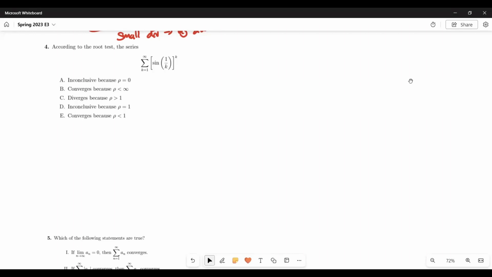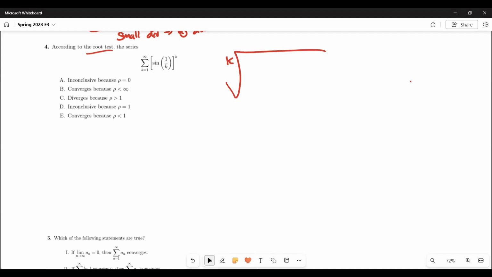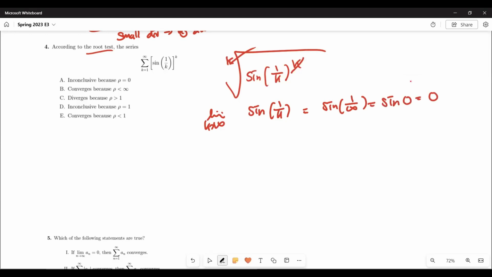So that's why the answer is A. Okay, number 4. According to the root test, the series, you have to evaluate that. The question said to use the root test, so why don't we use the root test? So the k-th root of sine of 1 over k to the k power. The k's cancel out. So sine of 1 over k, right? And then k goes to infinity. This is going to be sine of 1 over infinity, which is sine of 0, which is 0. 0 is less than 1, so it converges, right?